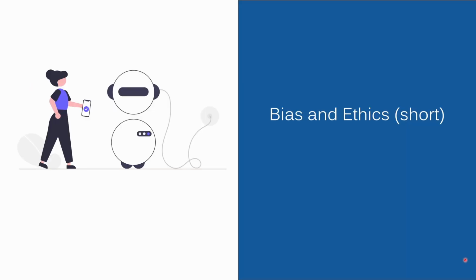Starting with bias and ethics, it's probably a good idea to have a disclaimer that this is pretty much a short version of bias and ethics and AI, and more specifically in natural language processing. Since they are both two really complex subjects, we'll try to give an overview on the most important aspects.